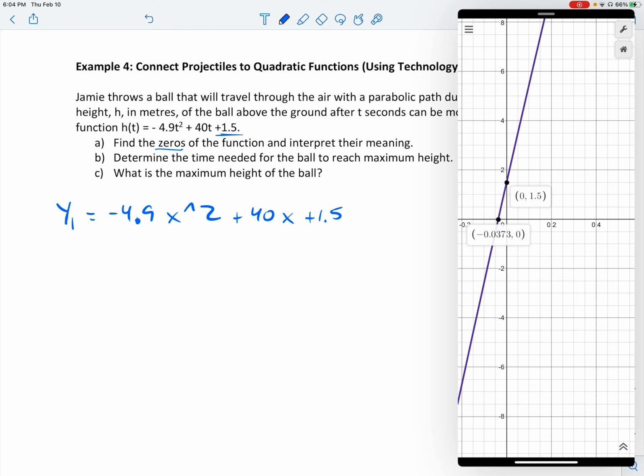Obviously for this question, we're looking at a height function, so the height depends on time. We only want to look at positive time. If we were stating domain and range for an application style question, we would want to limit time to just positive values. But in these questions, they're just asking for information on the graph, so we're going to give them that information. It says find the zeros of the function. So we have the first zero there.